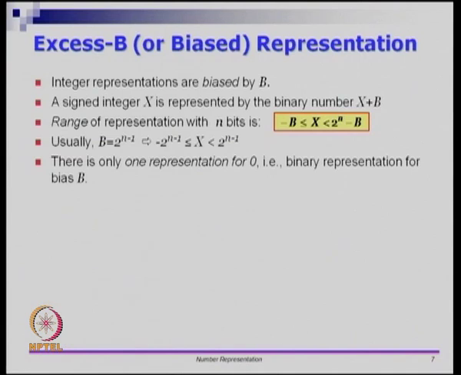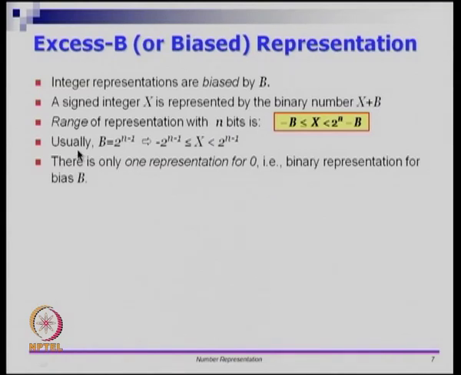Finally we will look at XSB representation, or biased representation. In this representation, integer representations are biased by B. A signed number x, if it has to be expressed using XSB, you add x to B, that is why it is called XSB. B is the excess, you add B to it, and if you do that, then the range of representation with n bits goes from minus B through 0 all the way up to 2 power n minus B minus 1. Because you are representing with XSB, you cannot represent 2 power n minus B, you can represent only up to 2 power n minus B minus 1.